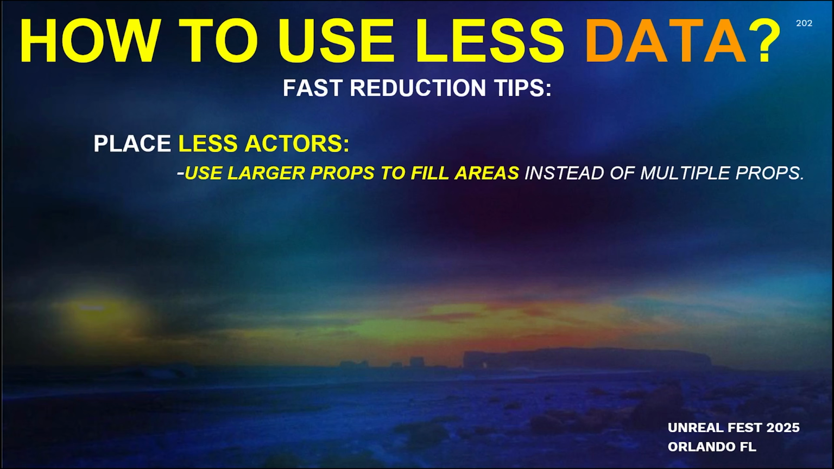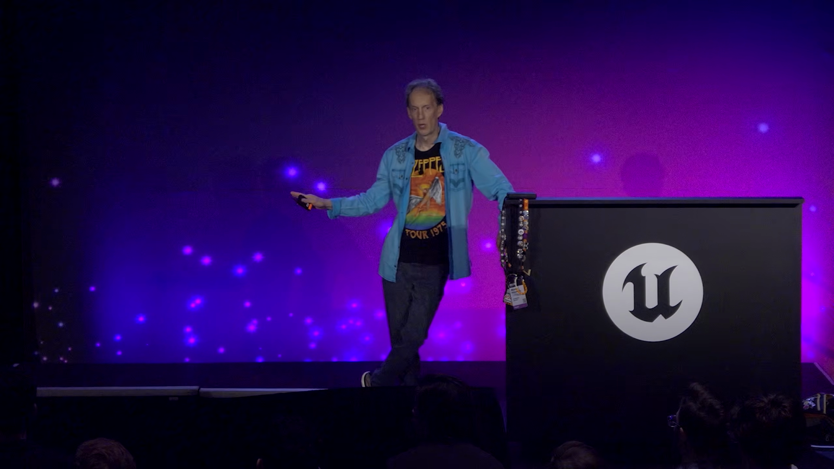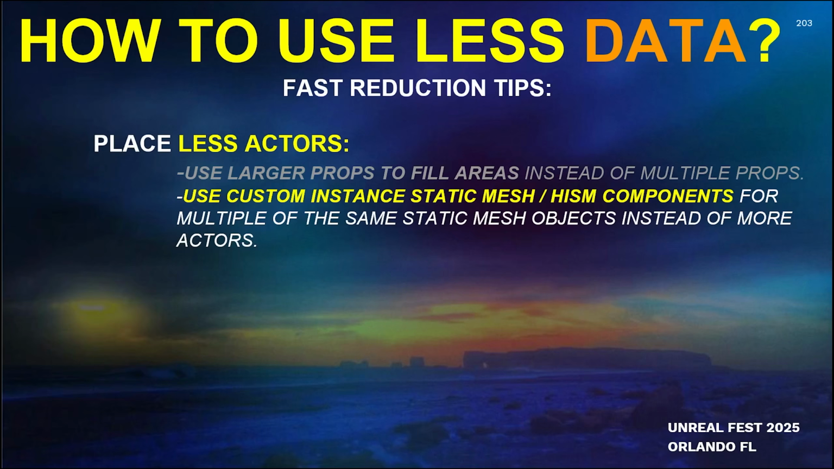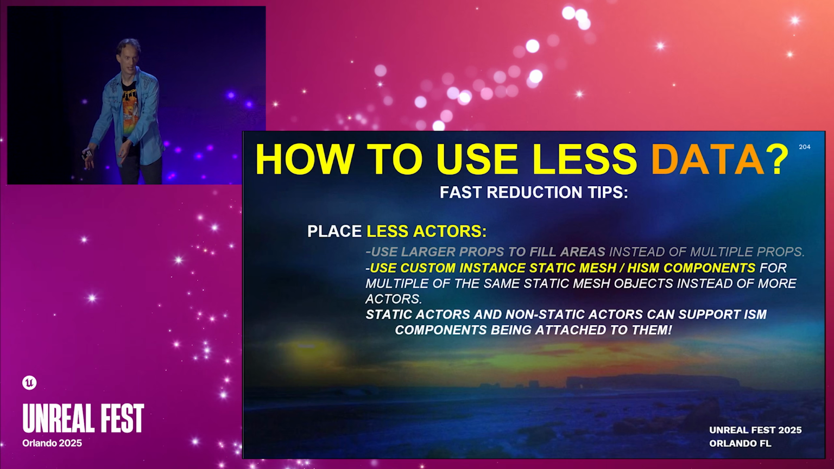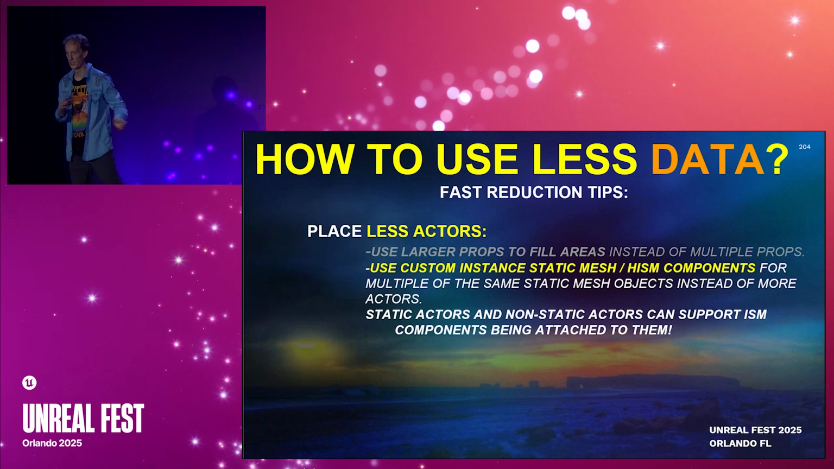Use larger props to fill the area, rather than having multiple components there or multiple actors. Use custom instance static meshes if you can, like the ISMs, rather than using multiple components, and place that out, because that reduces the data down, lets you do batching. Static and non-static actors can support ISMs, meaning that you can build your ISM and put it on a movable actor. That reduces the amount of components on that actor, so reducing the data using that ISM, even though it's moving in the world, so they don't have to be completely static.